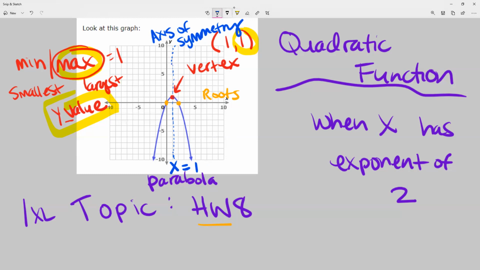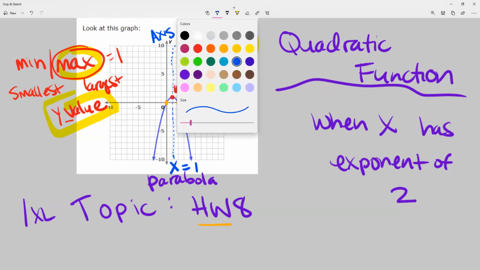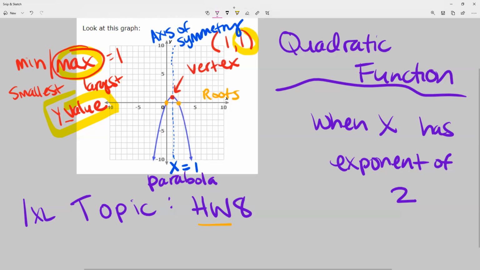Okay, the other part that you'll need to know is where it crosses the y-axis. So this point here is called the y-intercept, because it's where it crosses this y-axis here.